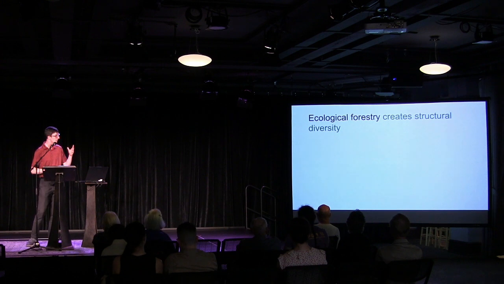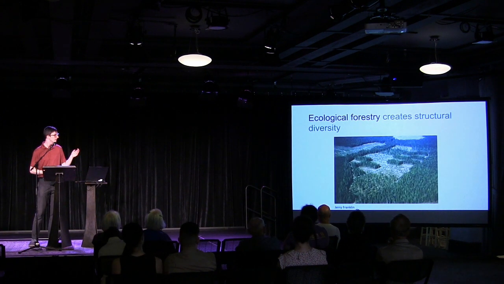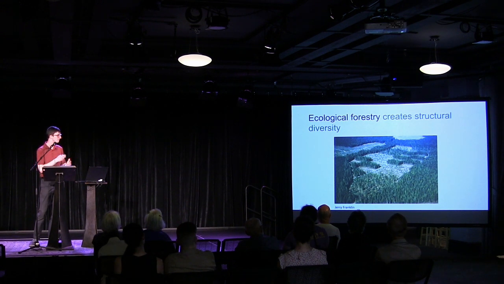And this approach creates structural diversity while still making money off of forests. The goal here is to emulate the natural processes that create diversity in forests. This takes the form of leaving behind clumps of trees, either in discrete little patches, like in the top of that picture, or in a dispersed kind of salt and pepper pattern, like in the bottom of that picture.